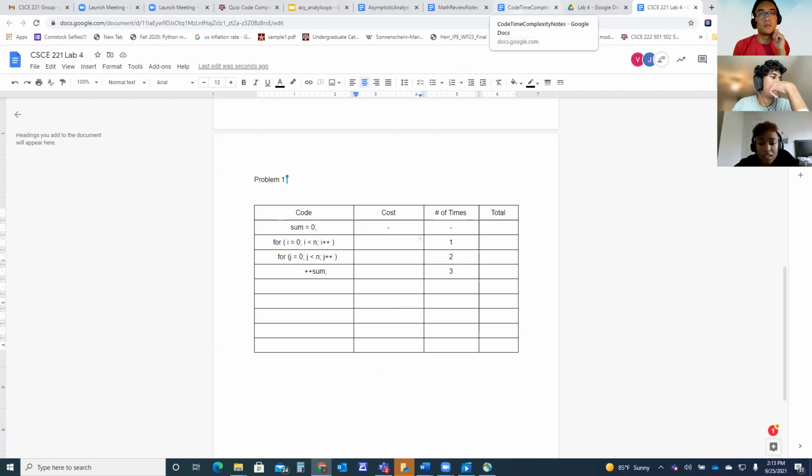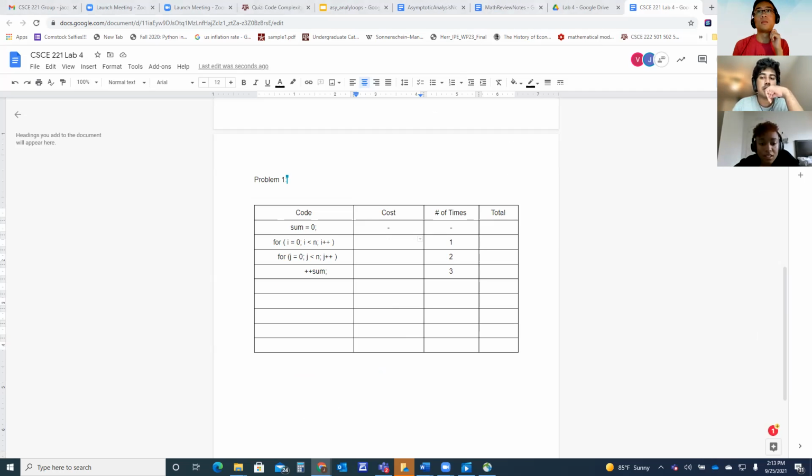The second example that they have there. Wait, where on page 3? Page 3 in the code time complexity notes. Oh, I'm in the wrong note. I can paste the link. Is it not the asymptotic analysis one? No, there's another one. Do you mean the slides? I'm just pasting it in the chat. Okay, thank you, because I'm lost. All right, that should work.